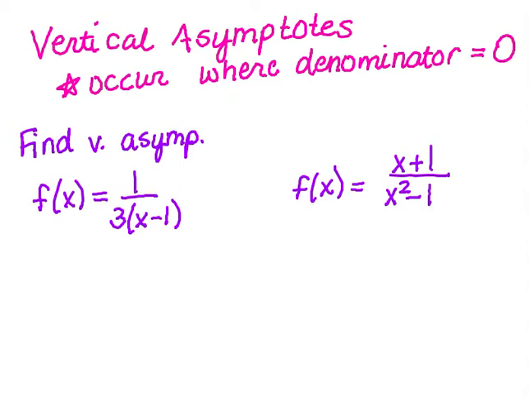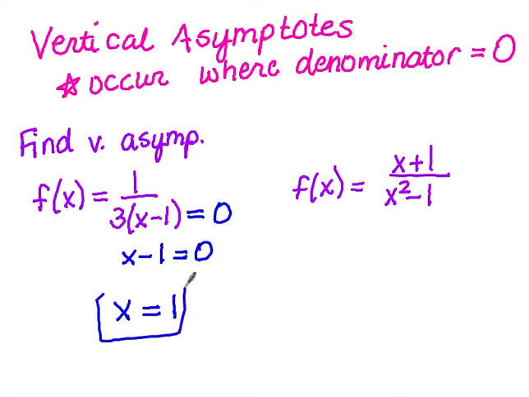Okay, so let's do this without graphing. Let's do this algebraically. Notice what it says, denominator equals 0. This is all you have to do. All you have to do is solve. So I know that x minus 1 equals 0 when I divide by 3. What does x equal? There's your vertical asymptote. That's it. If you graph it, it'll confirm that.